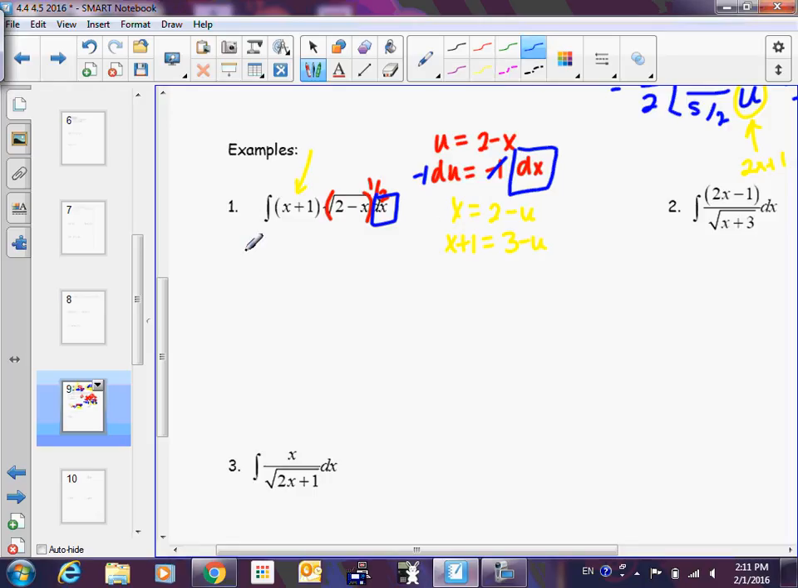So look at what's going to happen here. The negative here, this -1, we know that's going to go out to the front. We can rely on that. In place of x plus 1, we are going to write 3 minus u, because they're equal here. So I can swap one out for the other. In place of 2 minus x, I'm going to write a u, and that's to the 1/2. And in place of dx, I'm going to write du.